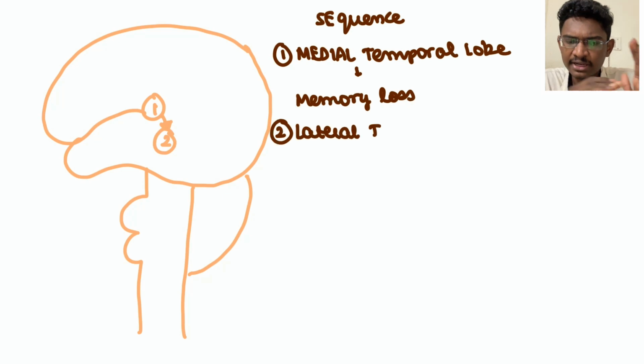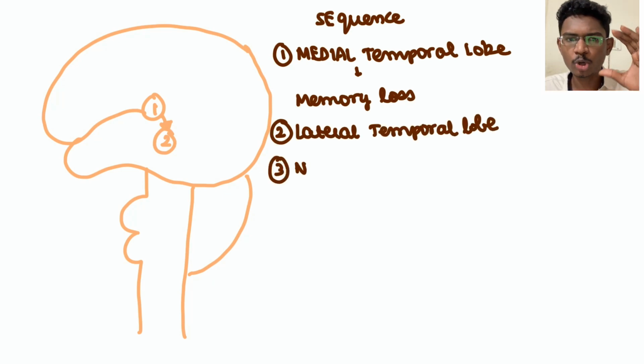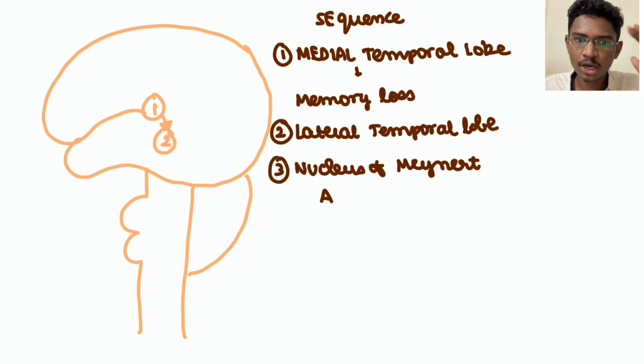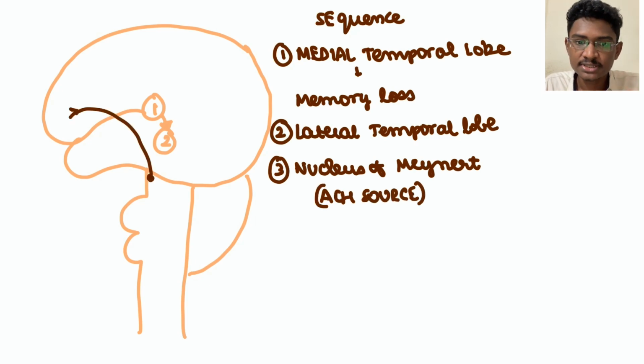Next, lateral temporal lobe. As we know, in the temporal lobe, the Wernicke's area and other areas are there. So in these patients, language comprehension will be affected. Half of the time they can't understand the language properly because the Wernicke's area is getting affected there.